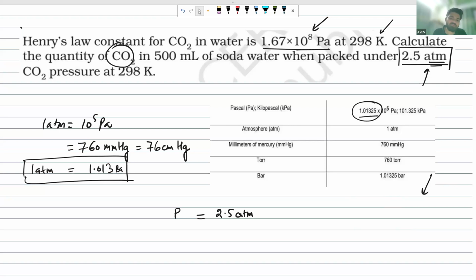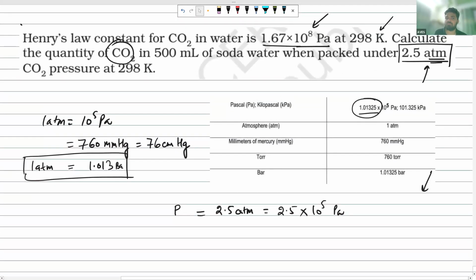So just convert this atmosphere into pascal, so that if this value is given in pascal, you can do this one also in pascals. 2.5 atmosphere will be equal to how many pascals? I told you to just raise this with power 10 raised to the power 5, and it will convert it into pascals. Here, 1 atmosphere is equal to 10 raised to the power 5 pascal. Are you getting each and everything that I'm teaching you right now? Now the given pressure is this one.